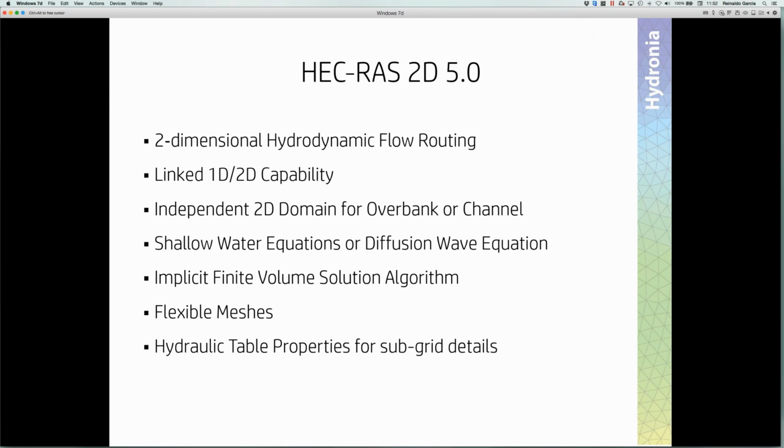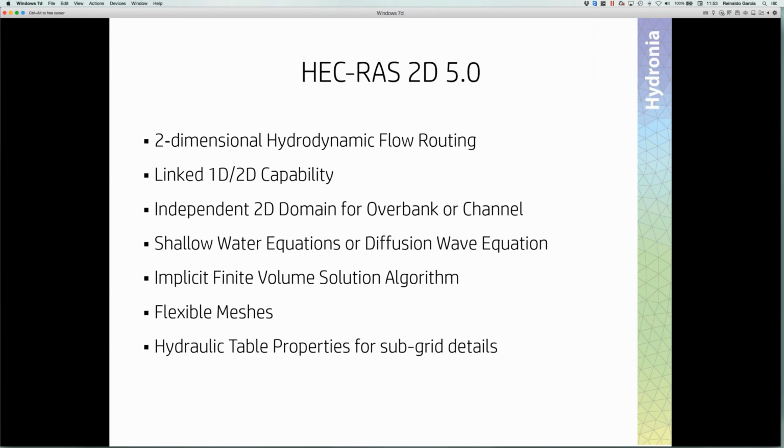HEC-RAS-2D, let me first say that it's still in beta form, so all the results we show here may change in the future as the model is released. We have tested the latest beta version. However, we have also used the previous versions, and we didn't find any differences in the results we are going to present in the different previous versions that were released.